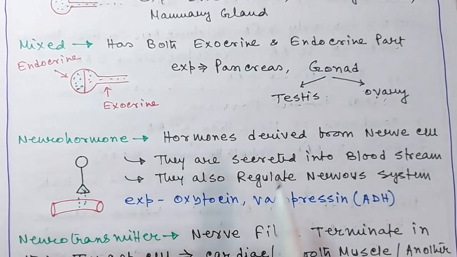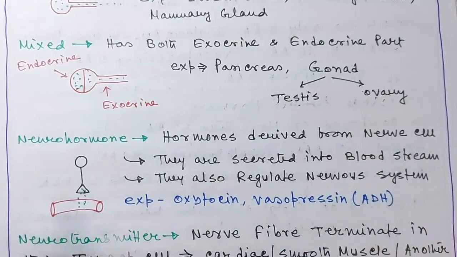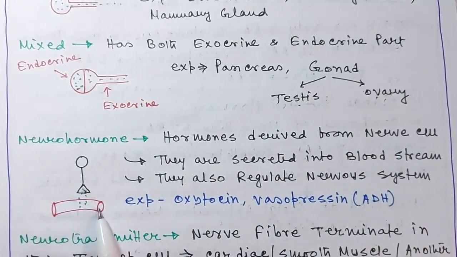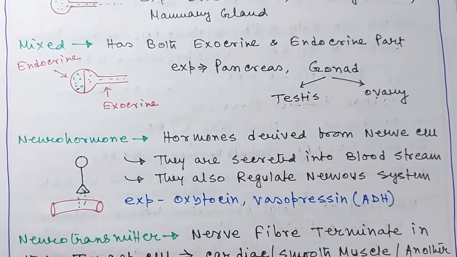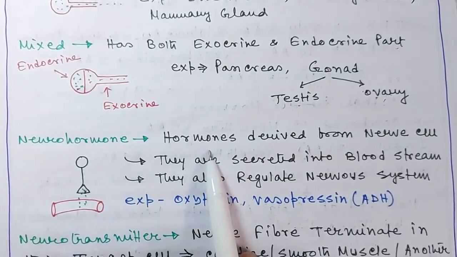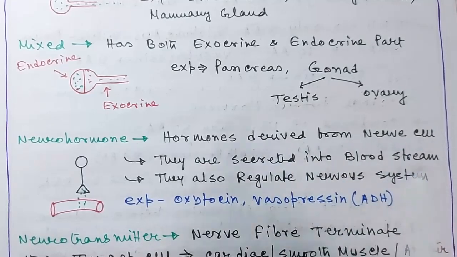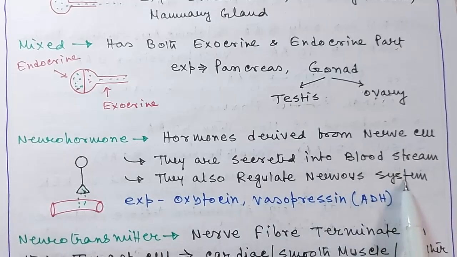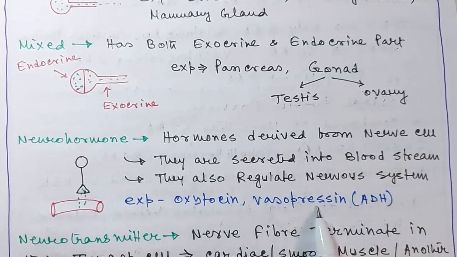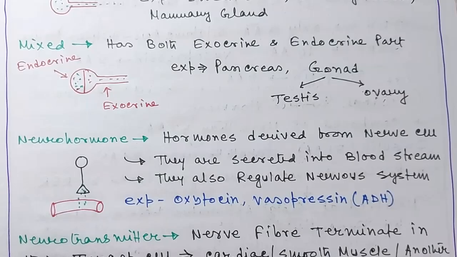Now neurohormone, the hormone derived from nerve cells. Any type of secretion which is carried by blood is called a hormone, and this secretion may come out from an endocrine gland or may come out from a neuron. When this secretion comes out from a neuron, then this secreted material is called a neurohormone. The hormones derived from the nerve cell are secreted into the bloodstream, and they also regulate the nervous system. Oxytocin and vasopressin are excellent examples of neurohormones.